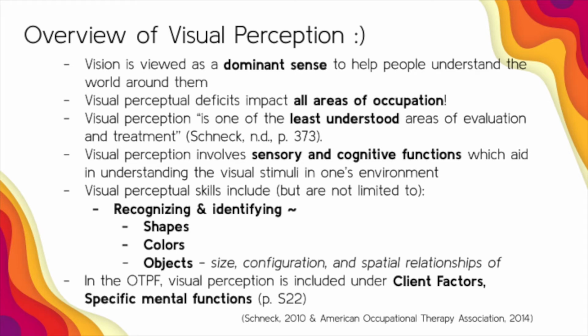Visual perception involves sensory and cognitive functions which help understand the visual stimuli in our environment. Visual perceptual skills include the following, but they're not limited to: recognizing and identifying shapes, colors, and objects, including the size of objects, the configuration, and the spatial relationships of objects to one another. And in the OTPF, visual perception is included under client factors, specific mental functions.